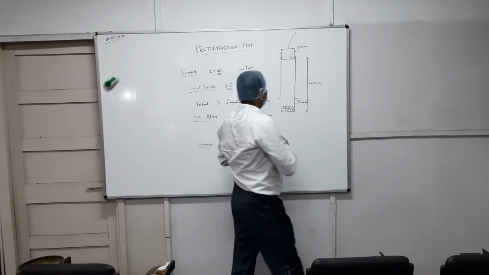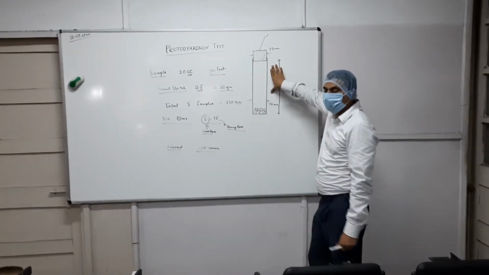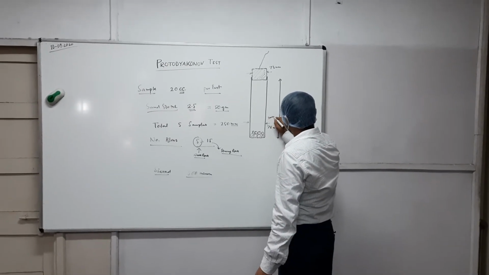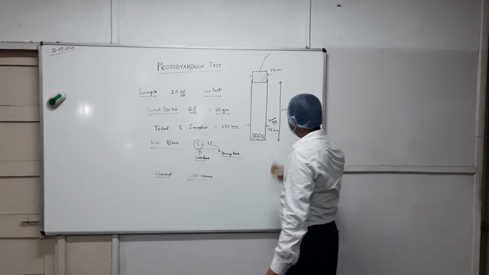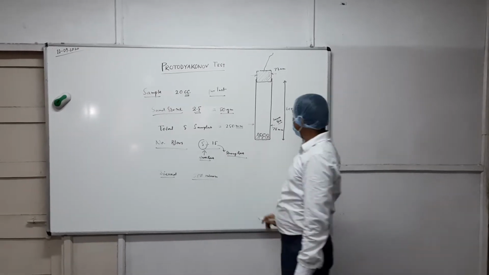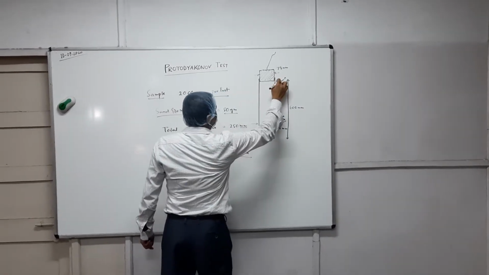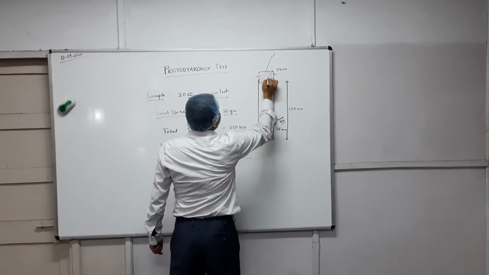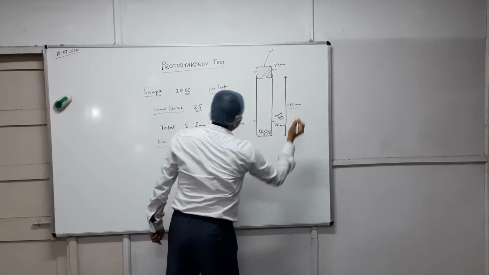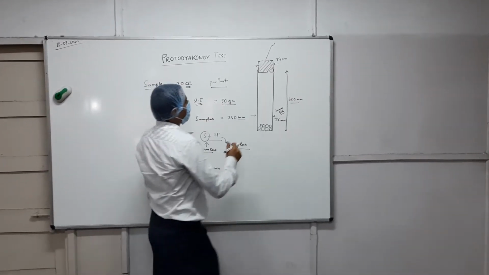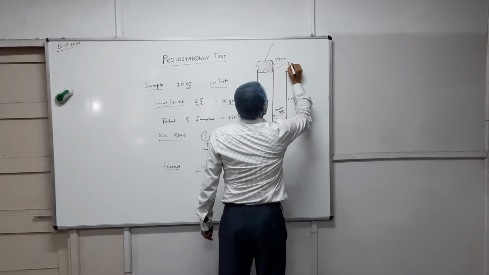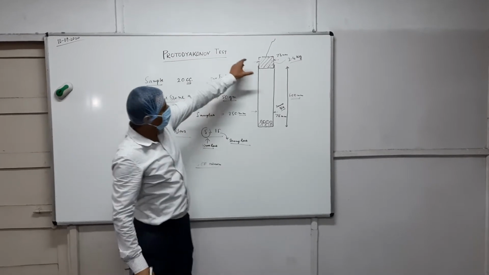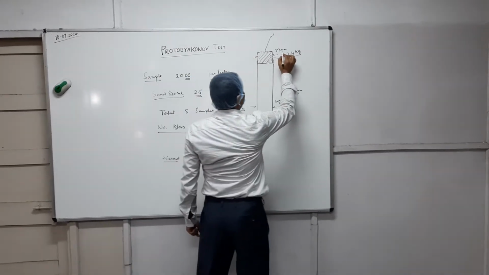In this test, we will take a cylinder. The inner diameter of the cylinder is 76 mm, and the height of the column from which the impact hammer will fall is 600 mm. The hammer we are using is 2.5 kg in weight, and the diameter of this hammer is 73 mm.